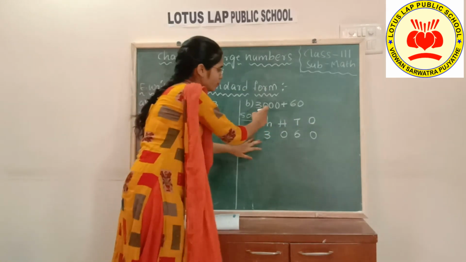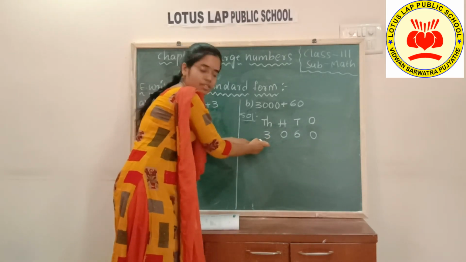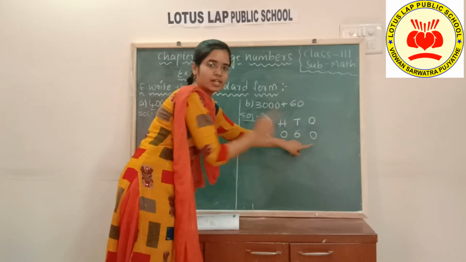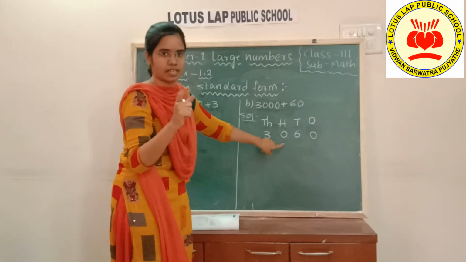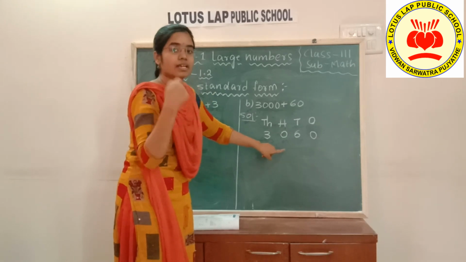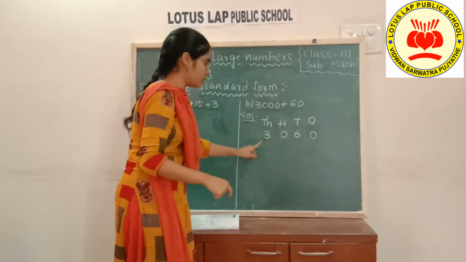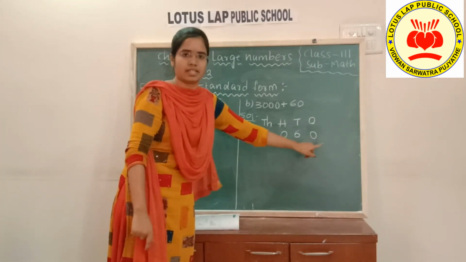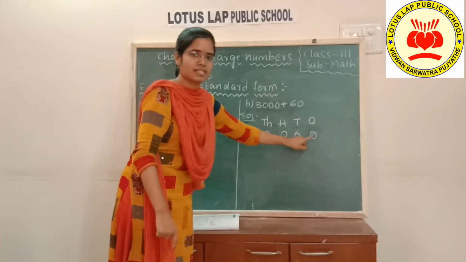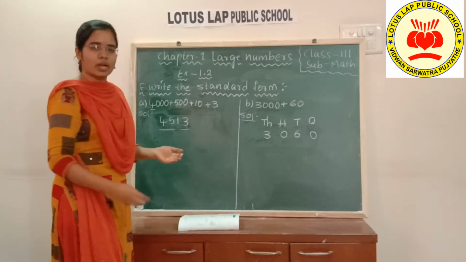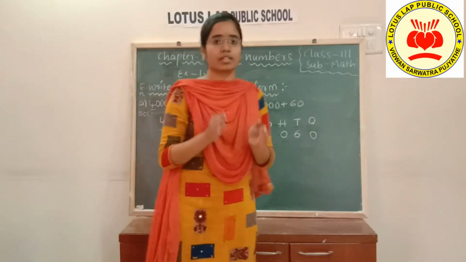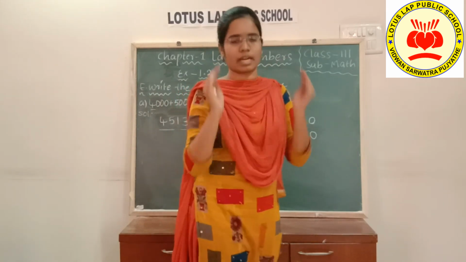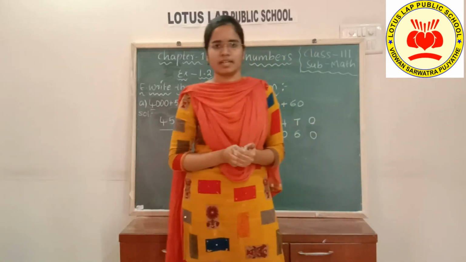Now what is the short form of this one? Shall we read? Yes, 3060. I told you, if a place value is missing, we need to pronounce it, so if the hundreds place is missing, we read the number as 3060. Okay, children, all these bits, I think you understood very well. If you practice more problems, you will get an overall idea. So practice well, children. Okay, thank you.